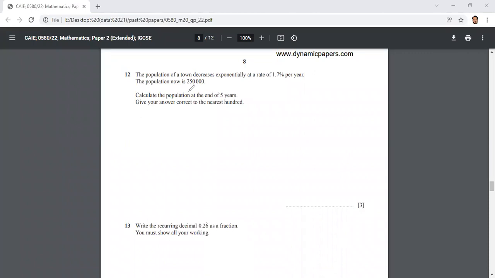Like total population 250,000, times 1 minus rate. Rate is 1.7 over 100. And here we will write number of years. So we have number of years 5. So we check here.